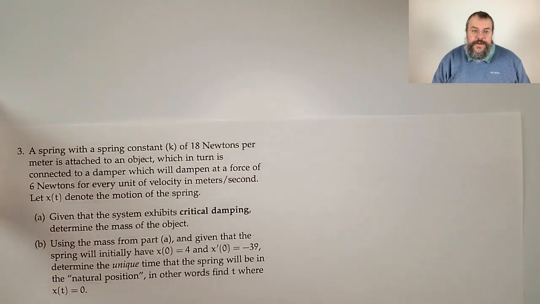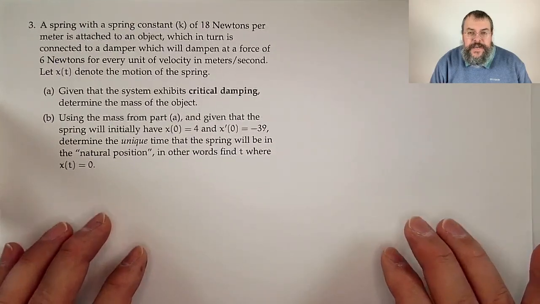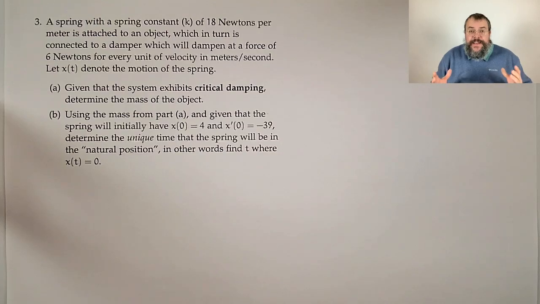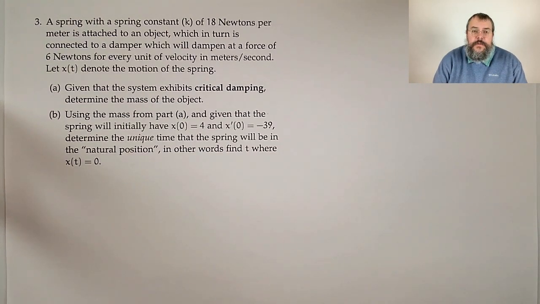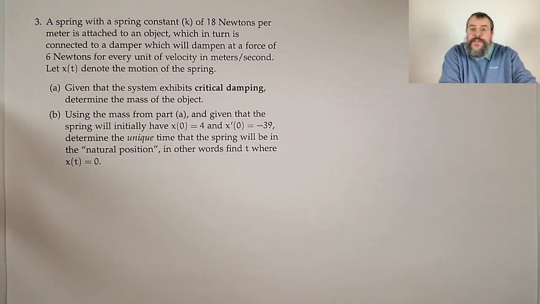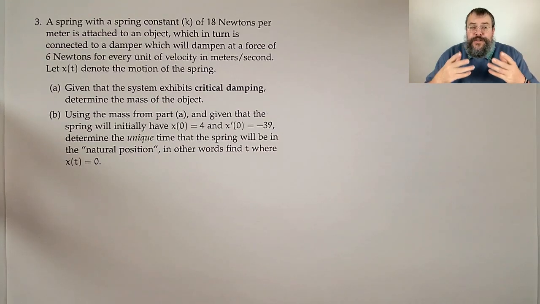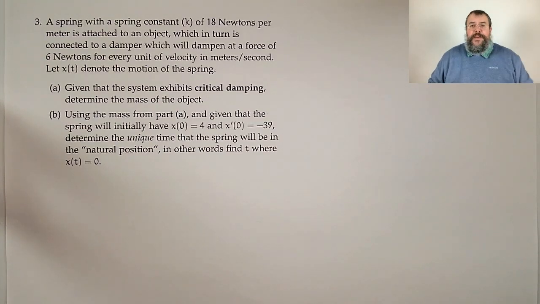All right. Number 3. Ooh. All right. Here we go. A spring with a spring constant K of 18 newtons per meter is attached to an object, which in turn is connected to a damper, which will dampen at a force of 6 newtons for every unit of velocity in meters per second. Now let x of t denote the motion of the spring. And part A says, well, given that the system exhibits critical damping, determine the mass of the object.